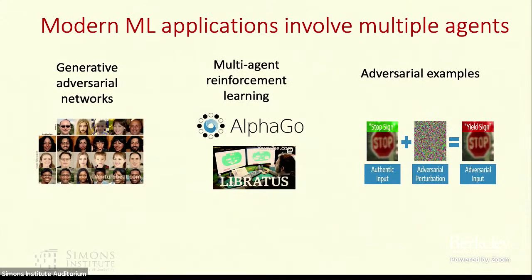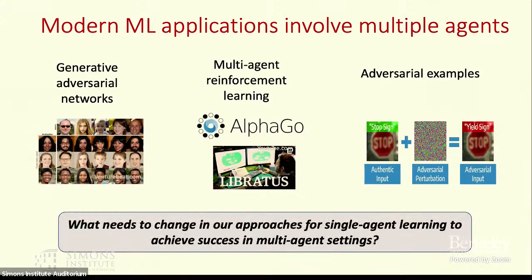Nowadays, modern machine learning applications are multi-agent in nature. Consider, for instance, generative adversarial networks, where you have a discriminator and a generator competing against each other with the goal of attempting to generate images from some natural distribution. There's multi-agent reinforcement learning, where multiple agents compete with each other, each trying to optimize their own reward function. And there's also adversarial examples, where on the one hand, there's a classifier attempting to correctly classify images. There's an adversary that attempts to corrupt the output of that classifier.